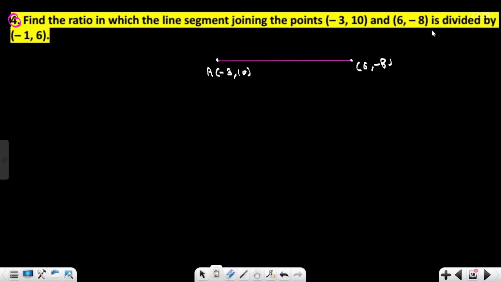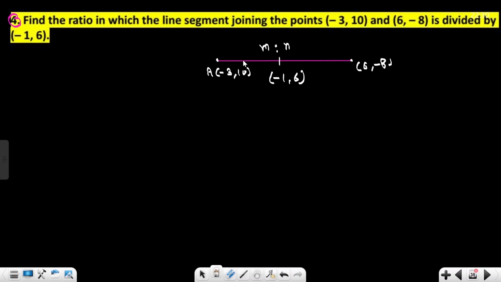The line segment is divided by the point in the ratio -1 and 6. Our target is the ratio m to n. We need to find the value of m ratio n, so we use the section formula.